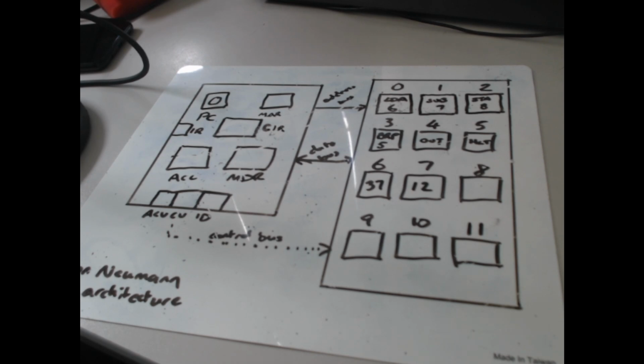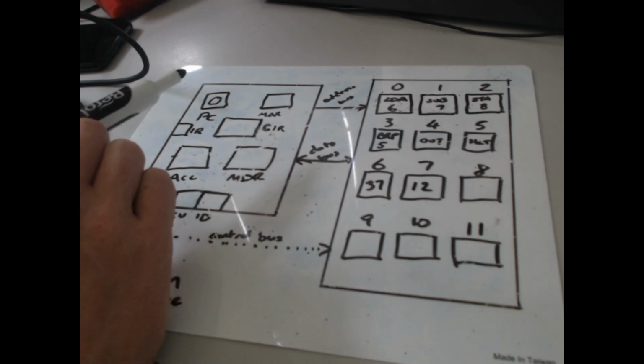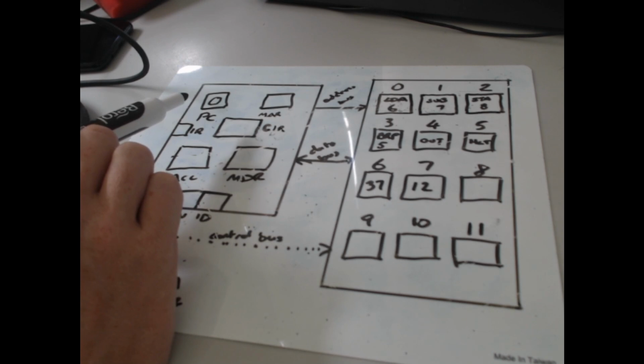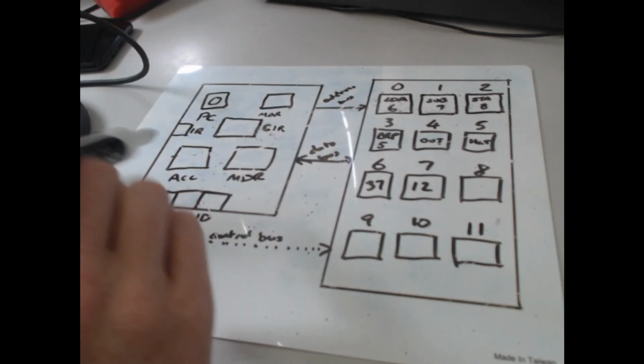Okay, so the fetch part of the cycle, let's begin. We've got the program counter here, and the program counter stores the memory address of the next instruction to be fetched. Right now we're just at the beginning, so I've put a 0 in there to map to the first instruction there.